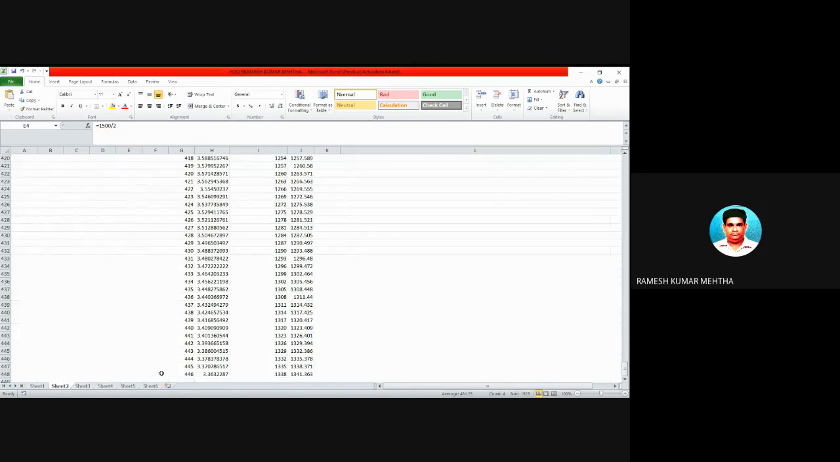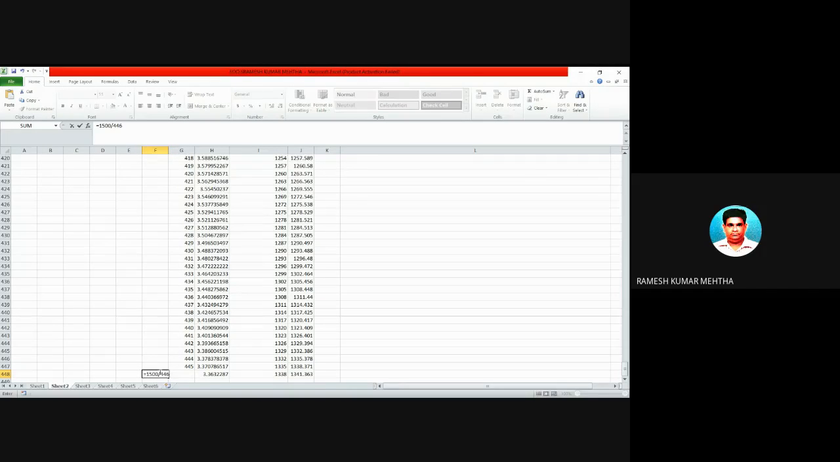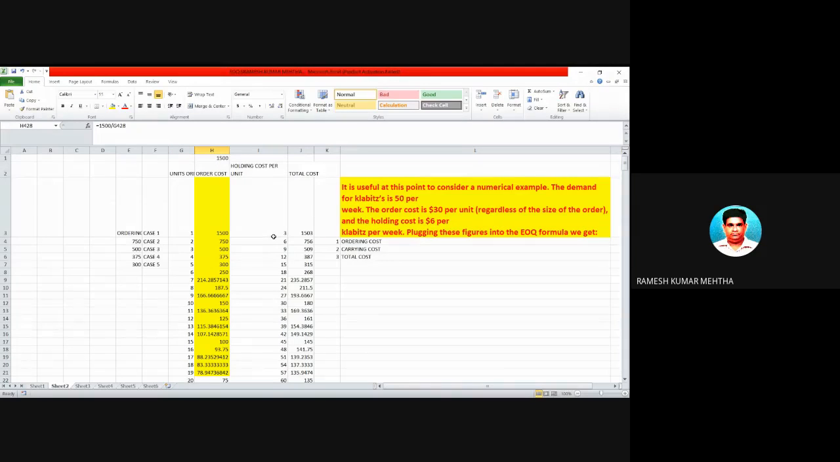तो अभी मैंने 1500 divided by 446 यूनिट्स एक ही बार ऑर्डर किया तो ऑर्डरिंग कॉस्ट कितना हुआ? 1 यूनिट के पीछे 3.36. Then when I am ordering 446 units at a time, the ordering cost per unit is 3 rupees 36 paisa. So you can also do this mathematical calculation by using Excel. This column is called ordering cost per unit.